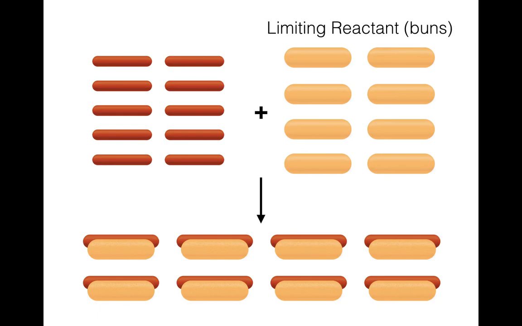So for chemistry, we call the buns the limiting reactant because the number of buns we have is going to limit our reaction. We run out of buns. So whatever reactant you run out of is called your limiting reactant. The dogs, on the other hand, we had extra. So those are our excess reactants. Okay, and then the question will go further. So how much extra do you have? Right?